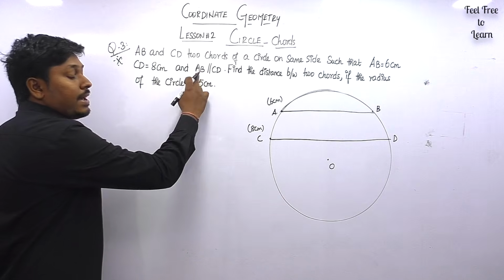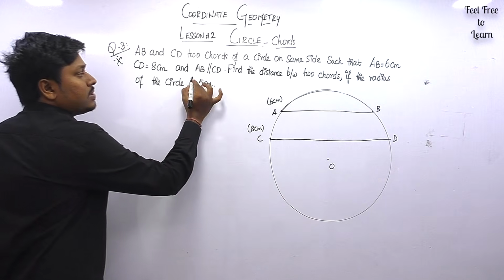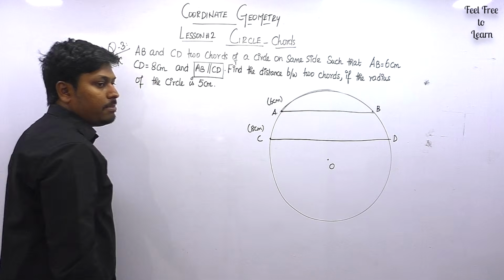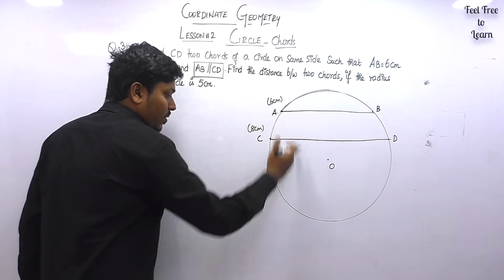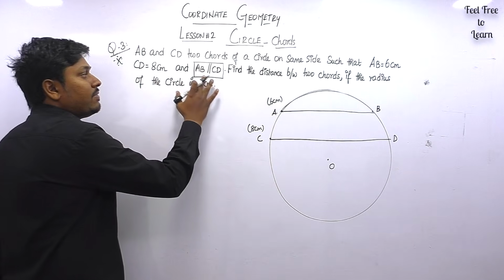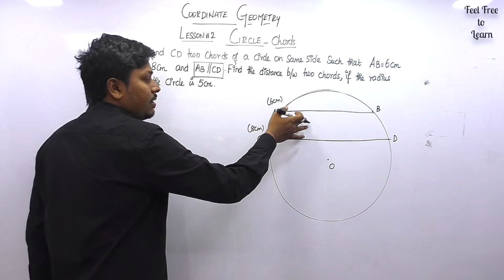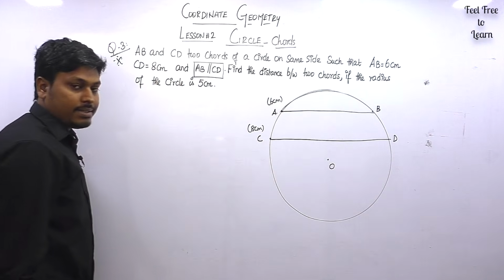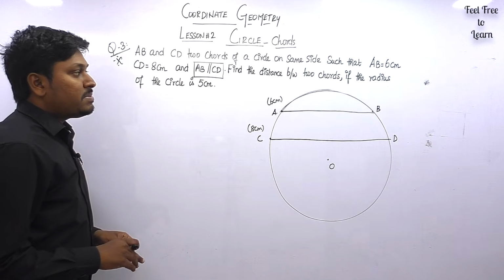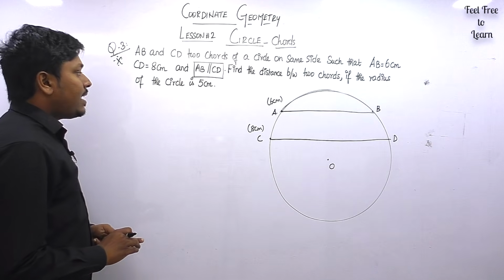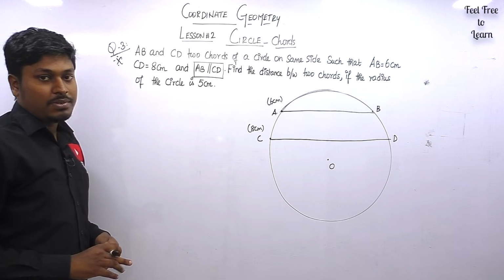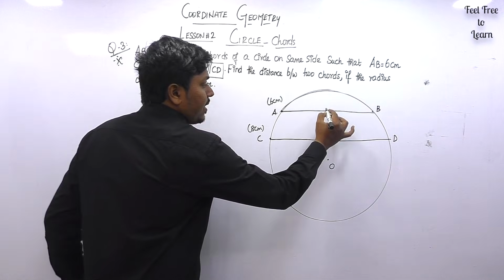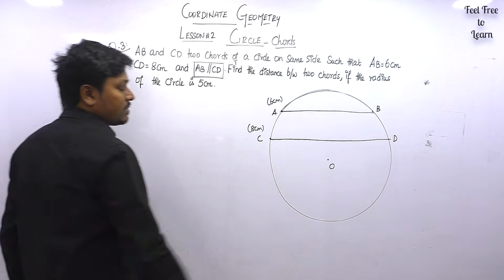Next, both the lines are parallel, right? Remember that this is most important. AB and CD both are parallel lines, because some students will ask me why I can't draw a chord like this. That's the reason they have given both are parallel lines, so that we should not draw another chord like this. We should always draw both the chords in a parallel side. Find the distance between two chords if the radius of the circle is 5 centimeter. So radius of the circle is given, that is 5 centimeter. So our target is to find the distance between both the chords.